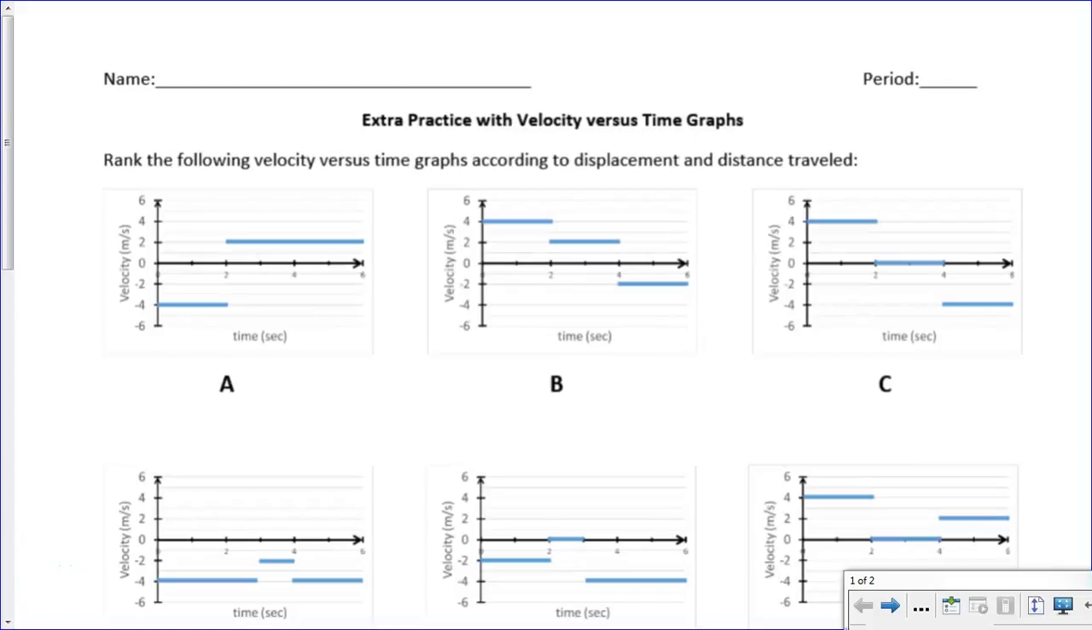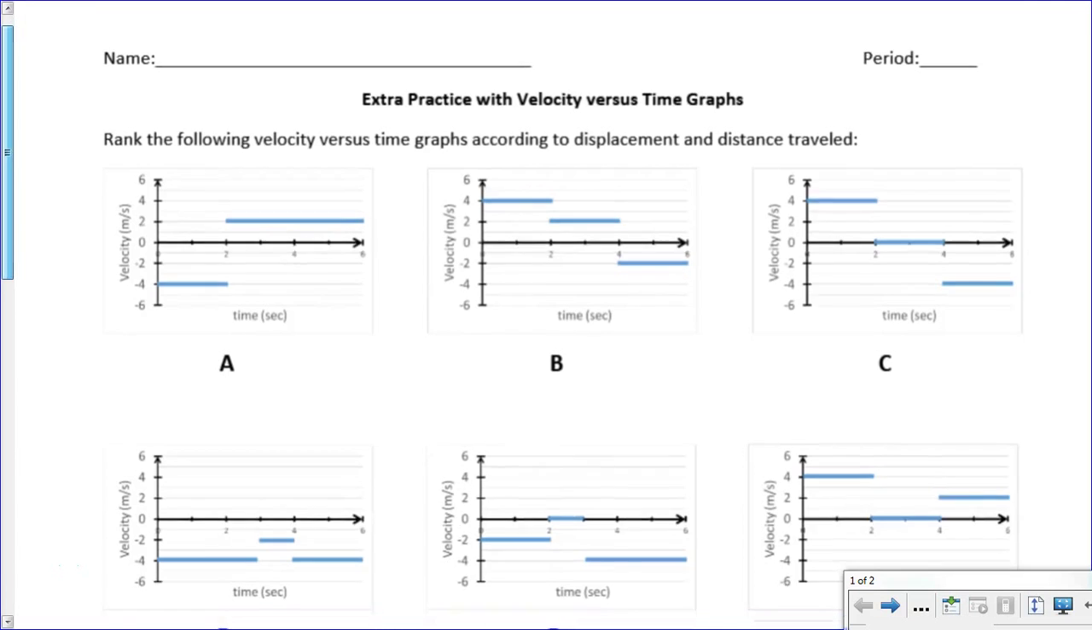This video is going to be discussing some extra concepts in practice with velocity versus time, because I think the normal materials don't hit that as hard as I would like. So I'm going to quickly go through these few problems here using velocity versus time graphs.